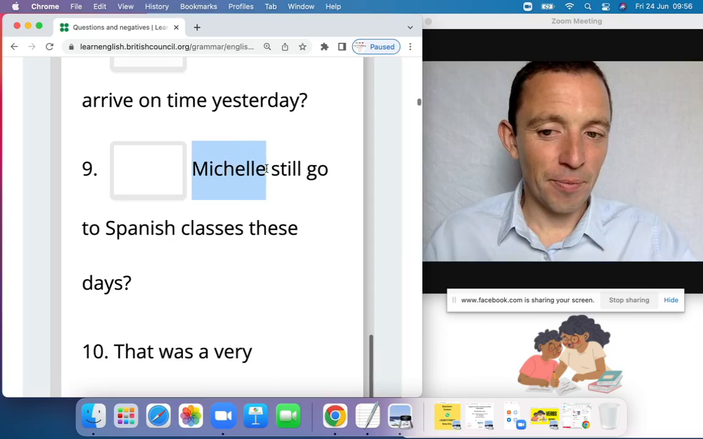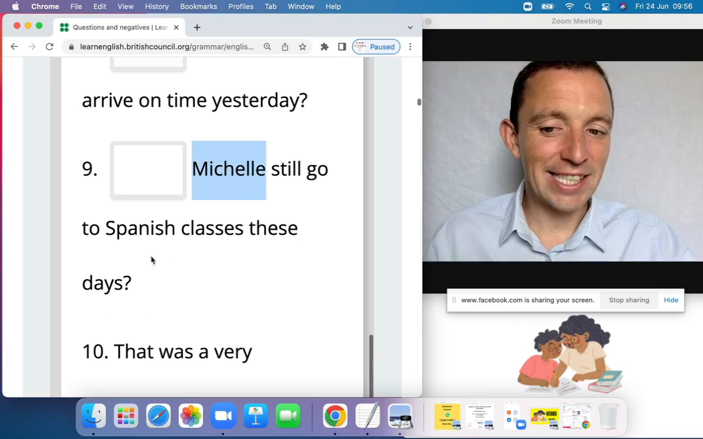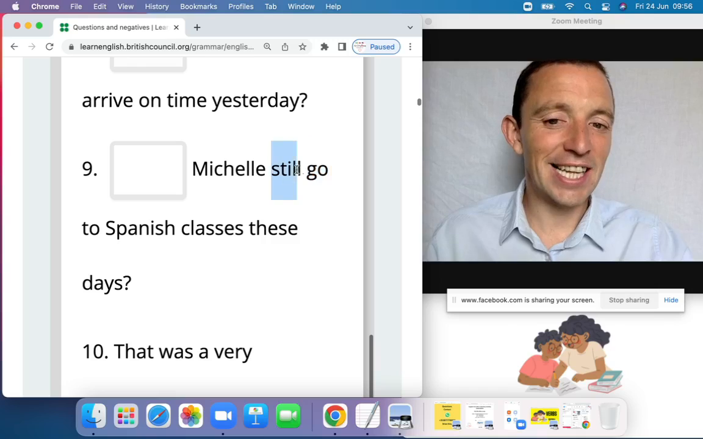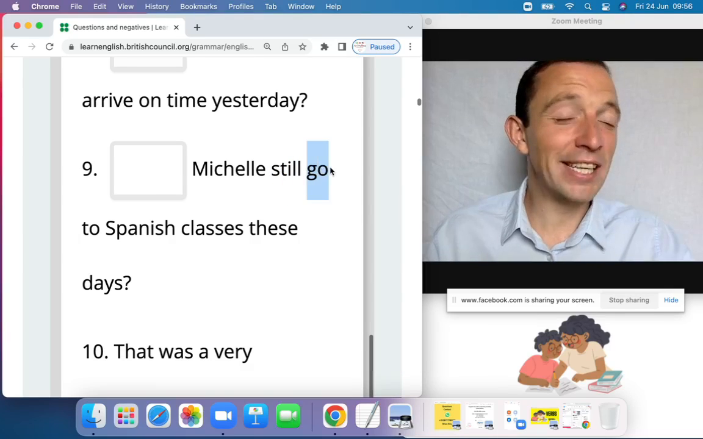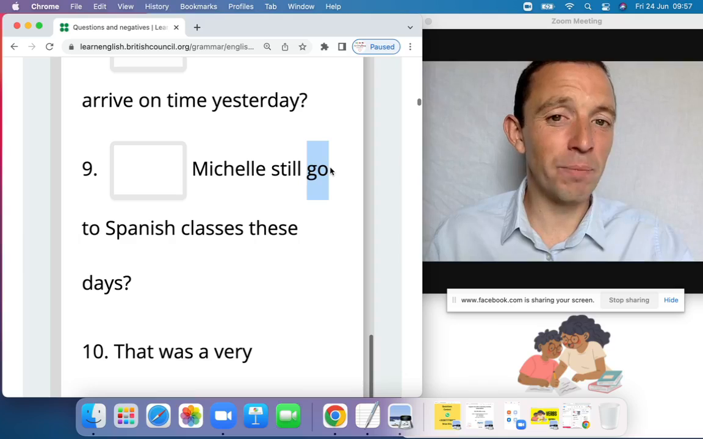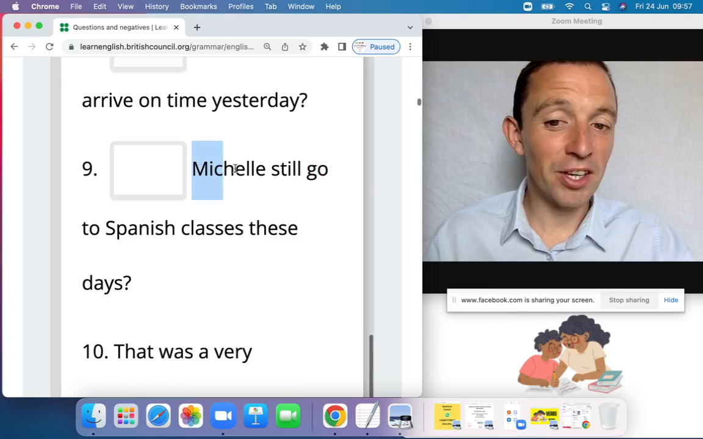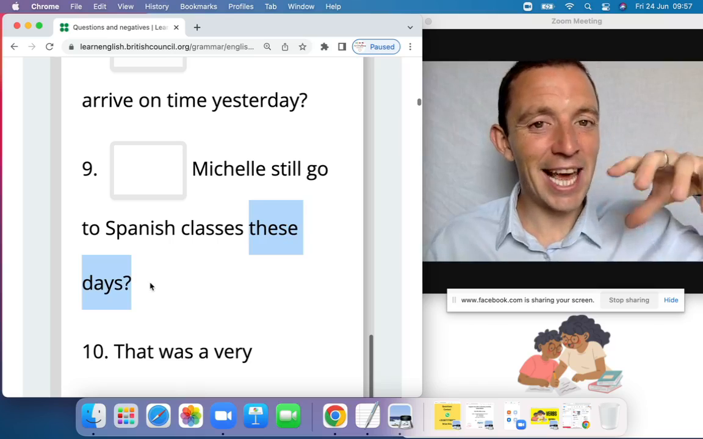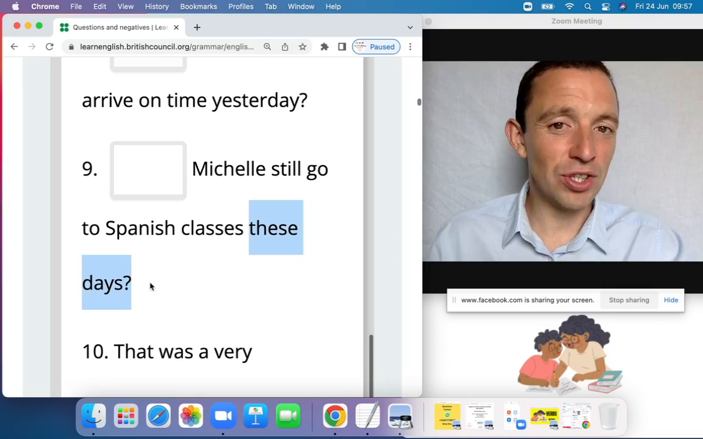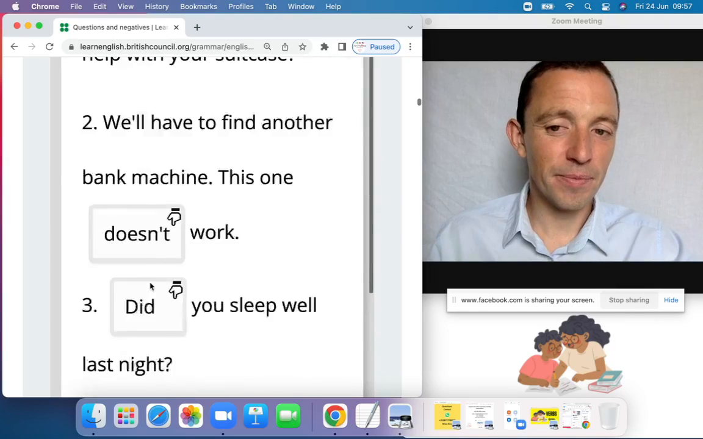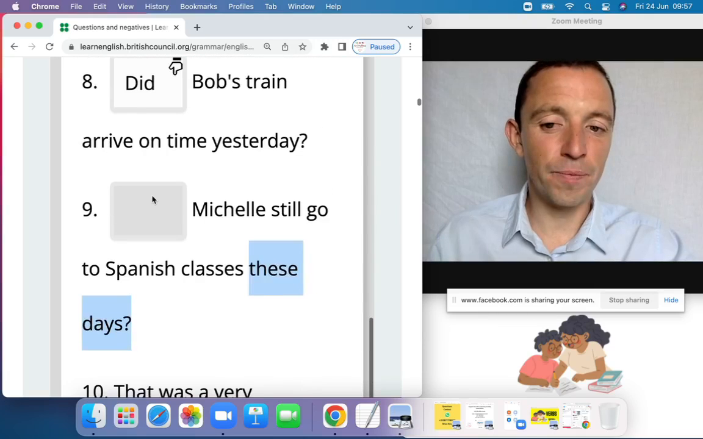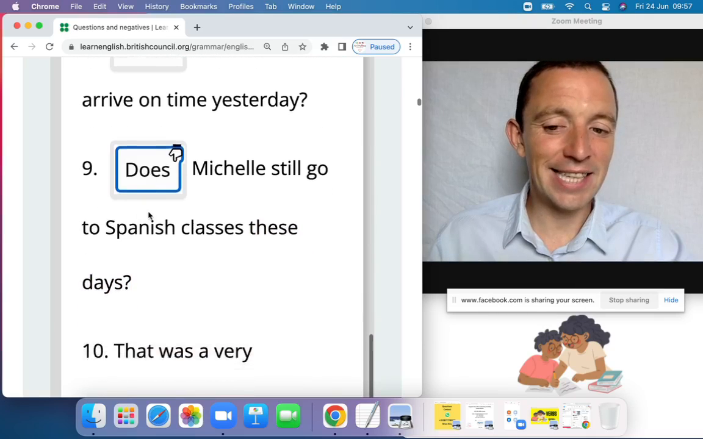Michelle still go to Spanish classes these days. So the verb is to go. Still is a type of adverb, I think. So the verb is okay. We need another verb, an auxiliary verb, do. And because Michelle is the third person, and it's the present, these days, we say does Michelle. Okay, so: does Michelle still go to Spanish classes these days?